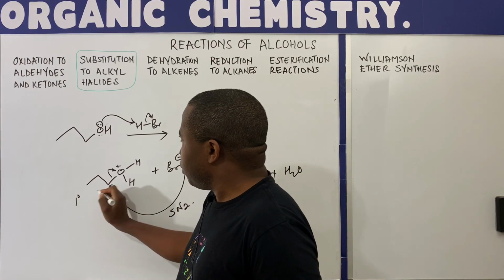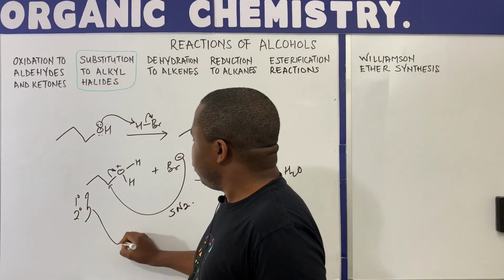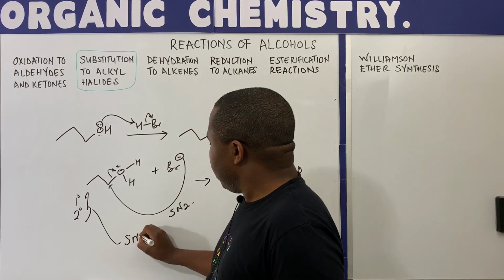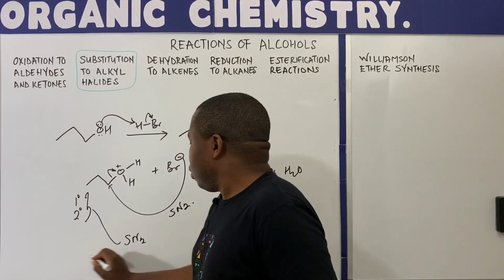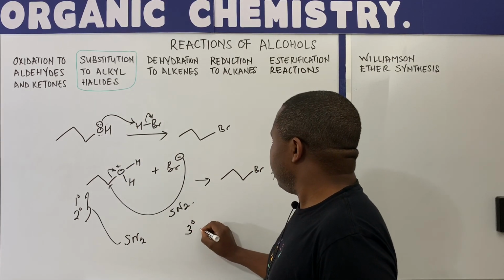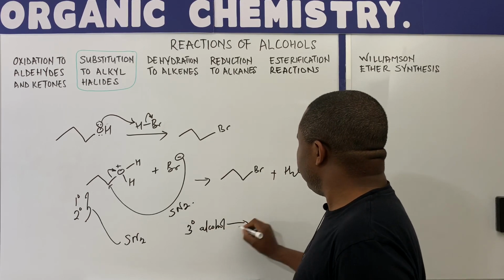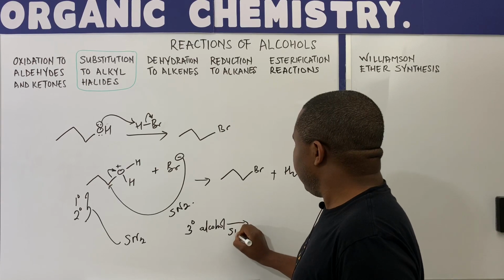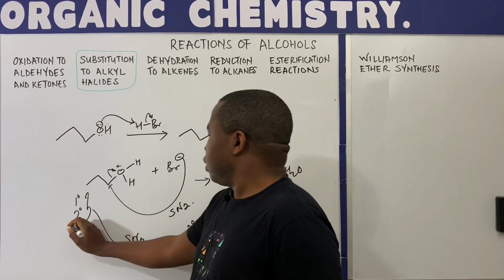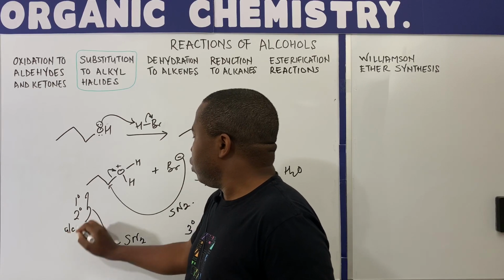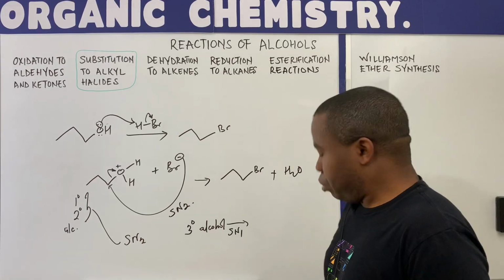So if we start with a primary alcohol or a secondary alcohol, we're going to be mostly considering SN2 reaction. But if we start with a tertiary alcohol, that is going to be an SN1 reaction. So starting with a primary alcohol or secondary alcohol to give us an alkyl halide is going to be SN2 reaction.